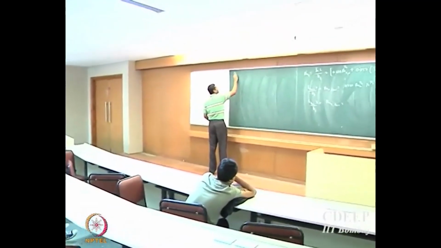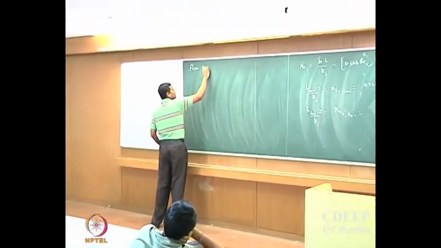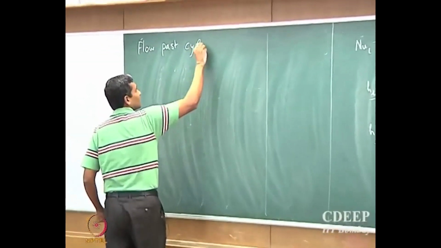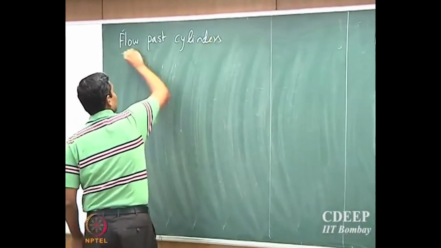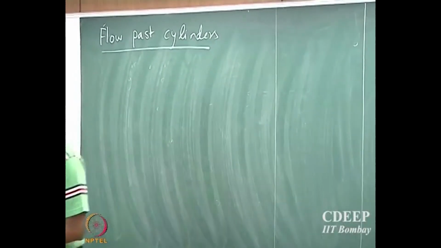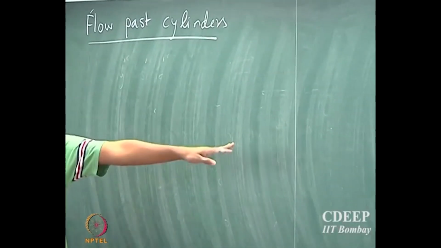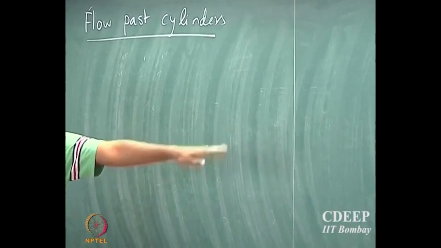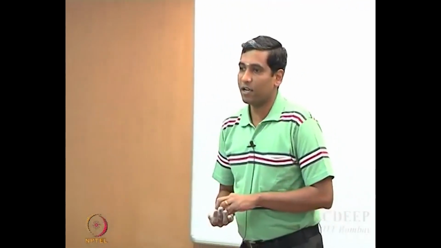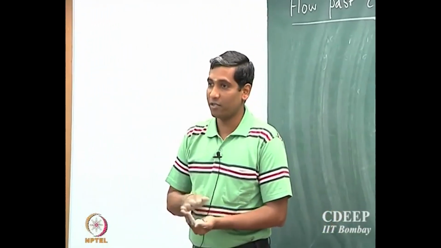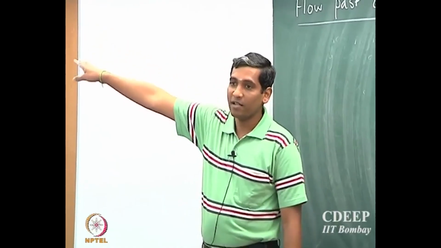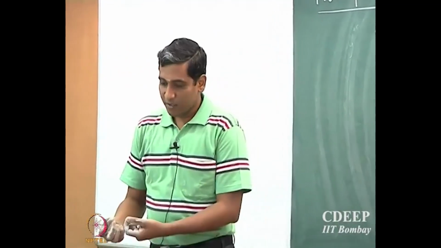So, we are going to move to the next topic, this flow past cylinders. Now, flow past cylinders is actually much more common than flow past a flat plate. So, for example, if you look at the humidifying towers, there is a humidifying tower behind the library. If you look at the humidifying tower, there are tubes which are going inside, and so there will be fluid which is flowing past these tubes.